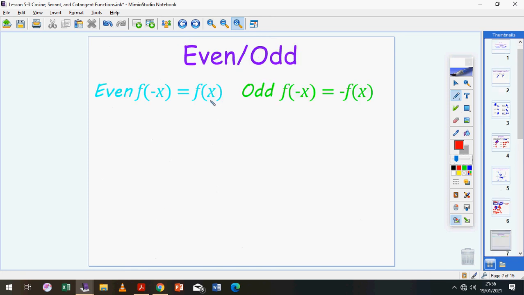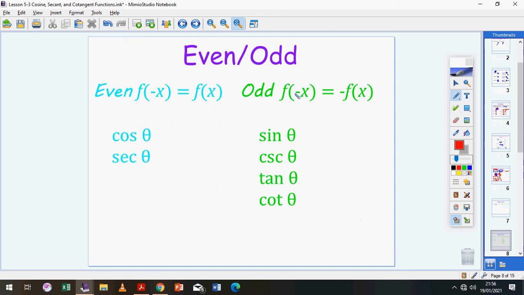I hope you remember even and odd functions from polynomial functions last semester. We said that if the sign of the input value is changed to the opposite sign, and that doesn't change the output value, then that function is even. But if switching the sign of the input changes the output value to become negative, then that function is odd. You can practice on your own.